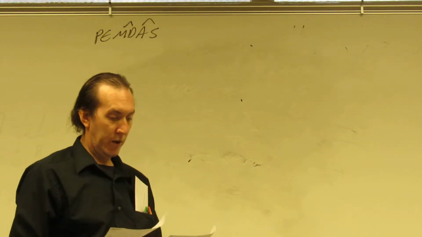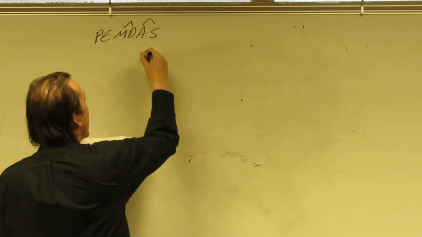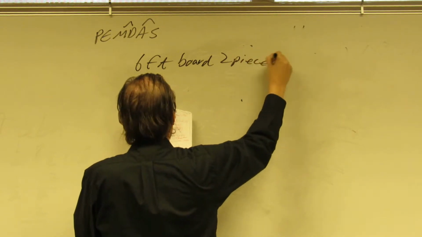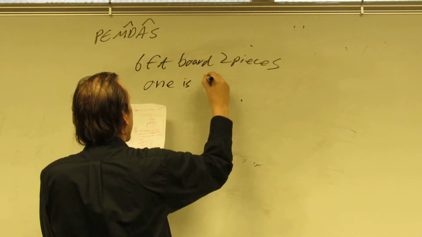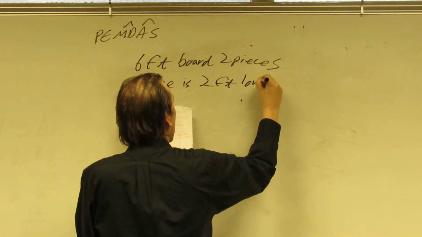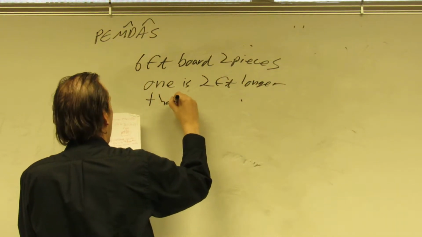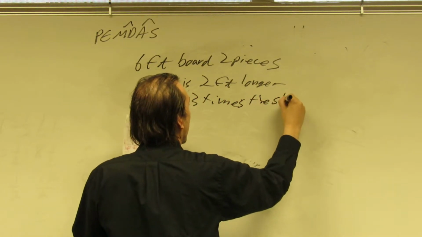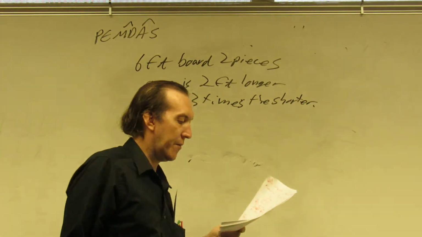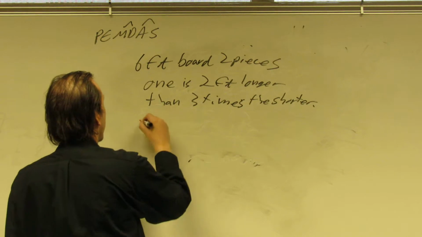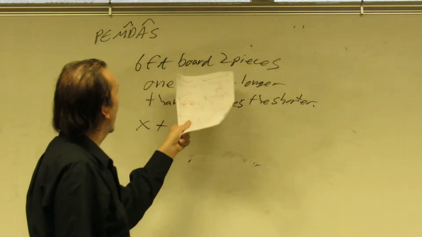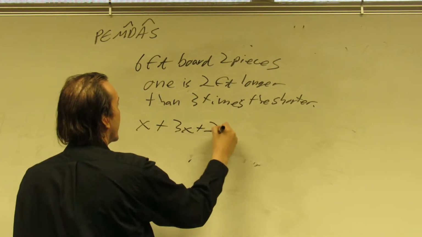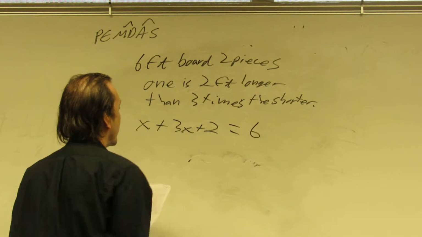The next question is going to be one where you have the board and you cut it into 2 pieces. So let's say we have a 6-foot board into 2 pieces. One is 2 feet longer than 3 times the shorter. So we know nothing about the shorter one, so the shorter one is going to be X, and the longer one is 2 feet longer than 3 times the shorter. So 3X plus 2, added together, it equals 6.